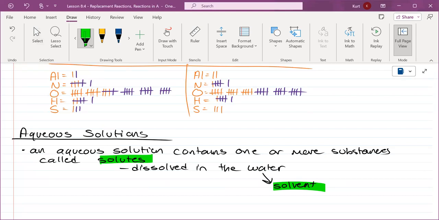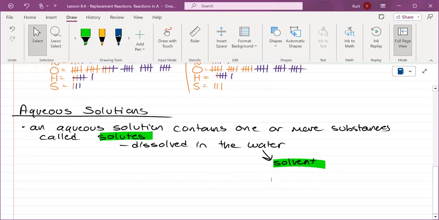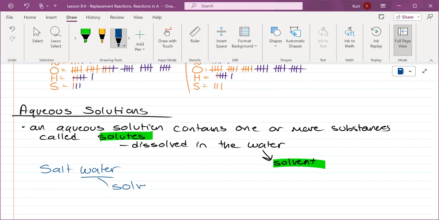I want you to think of the Gulf of Mexico. Salt water, right? What is the majority of the salt water? Is it majority salt or majority water? Right. A solution is majority solvent. So if I were to actually talk about salt water, the water is the solvent. The salt is the solute. A solute is dissolved in a solvent.